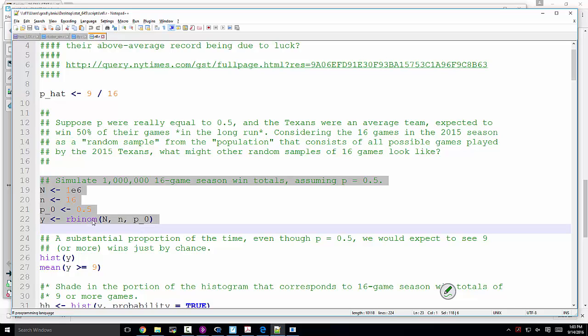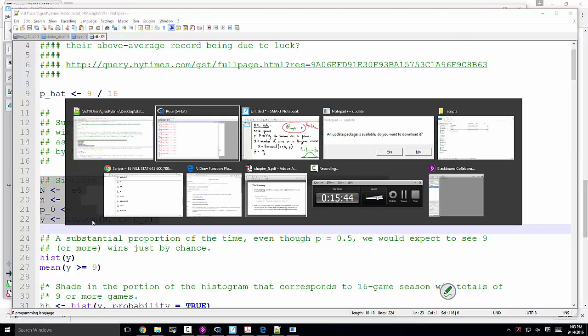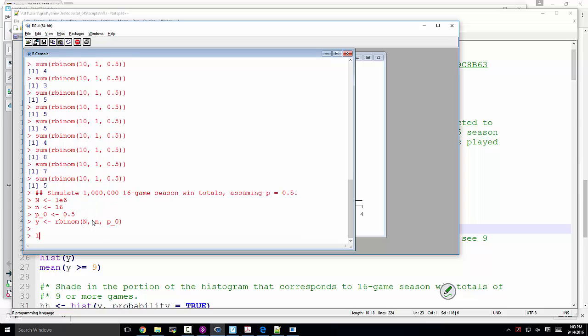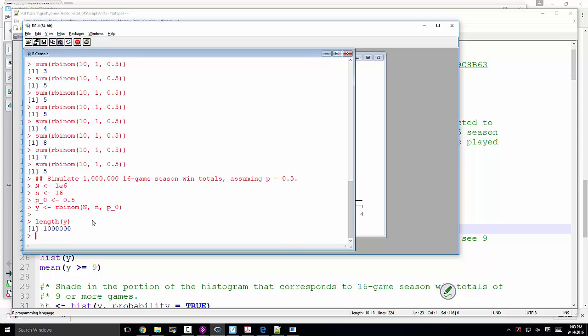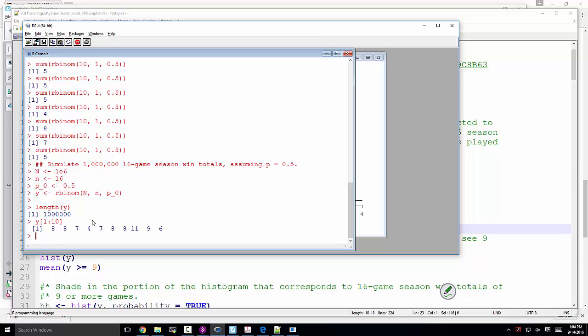So I'm going to get back 1,000,000 numbers. Here's the first 10 of them. Each one of those is a number of wins out of 16 games. So the first simulated one, there were 8 out of 16. Second was 8, and then 7, and 4. There was an 11. So you're seeing variability. The truth is 0.5.